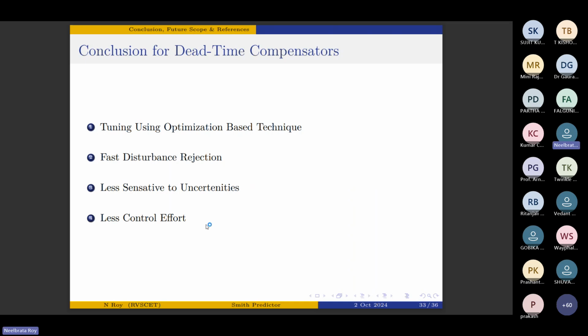Thus, we can say that tuning using an optimization based technique is much better than model based tuning and other tuning methods. We have fast disturbance rejection. The system is less sensitive to uncertainties, and also less control effort is required.